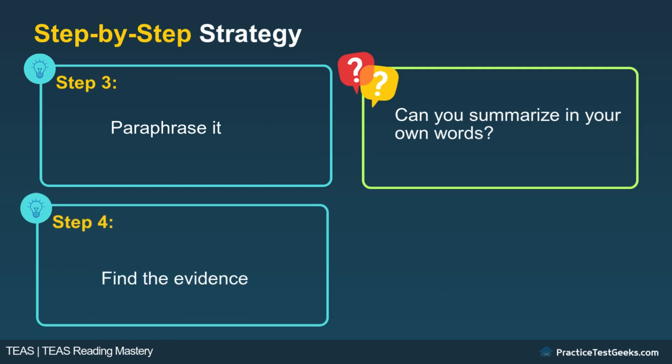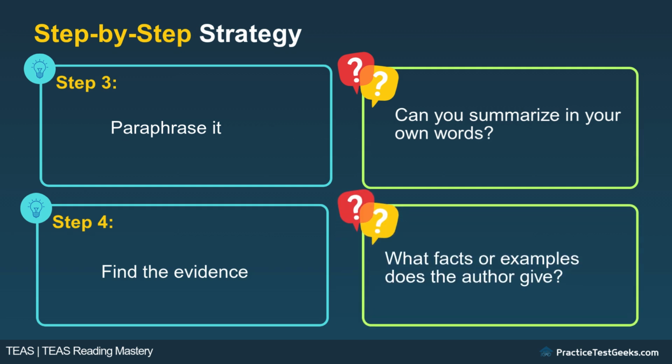Step 4. Find the evidence. Once you have the main idea, look for the facts, examples, or explanations the author uses to support it. Those are your supporting details. This process will help you stay focused and avoid falling for those shiny details that sound impressive but don't match the big idea.